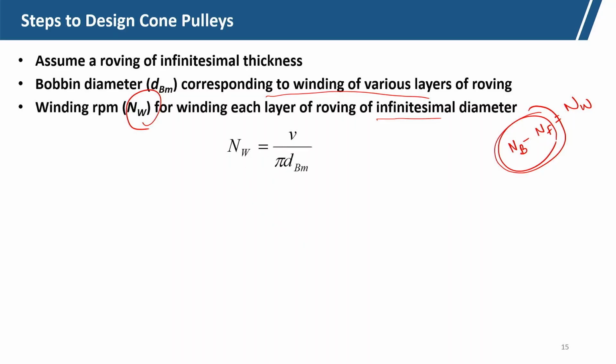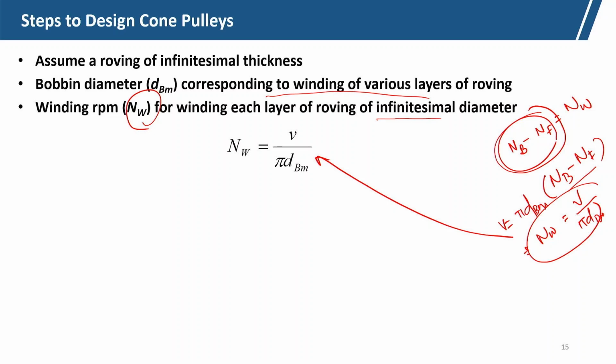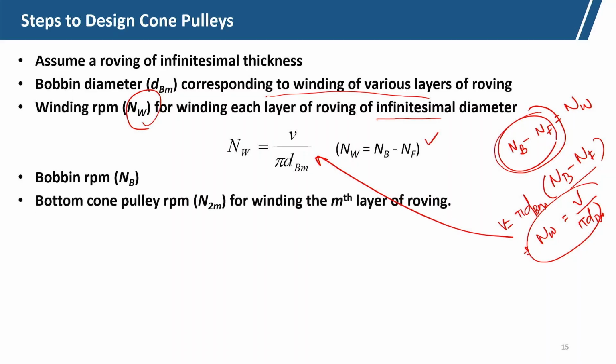So we know that V equals pi dBm into Nb minus Nf. So this is Nw. So Nw will be V by pi dBm. So that is the relationship. We have already discussed this relationship, Nw equals Nb minus Nf, for the bobbin leading mechanism. So, bobbin RPM now.